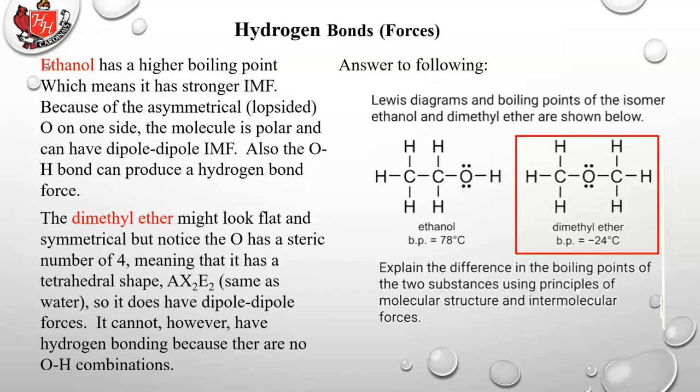That's the same as a water molecule. So it's tetrahedral and it's bent. It's going to be an actual bent molecule. So even though it looks flat, it's a bent molecule. So it does have dipole-dipole forces because it is polar, it's bent, just like water. It cannot, however, hydrogen bond because there are no OH combinations. Okay, so a lot to think about there, and this is the way they like to present advanced placement questions.